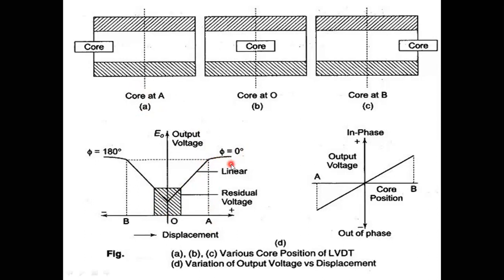Above 5 mm, deviation comes in. This is the displacement at the A point. Similarly, here the output voltage is out of phase across this A point. The output voltage is out of phase here. At point A, that is phi equal to 0 degrees, out of phase takes place.